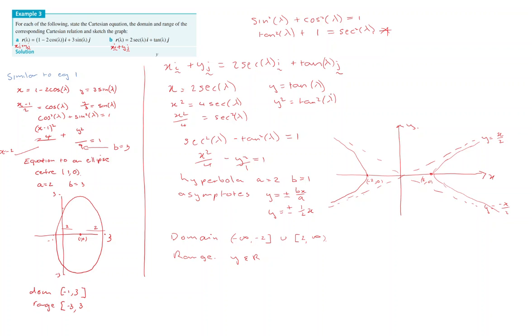Notice y is equal to tan lambda. So if you graph tan lambda, tan goes like that, of course. So you can see that your range goes from negative infinity to positive infinity, or reals.